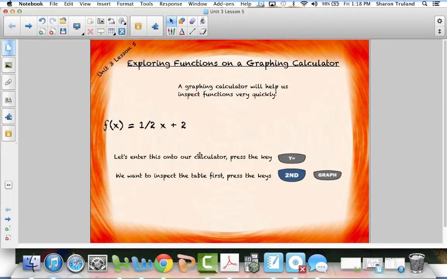We are quickly nearing the end of Unit 3, which means we're going to have a test coming up soon. But before we get there, we're going to start working with our graphing calculators. Today we are exploring functions on a graphing calculator. So if you don't have a graphing calculator, you can always use our friend Desmos.